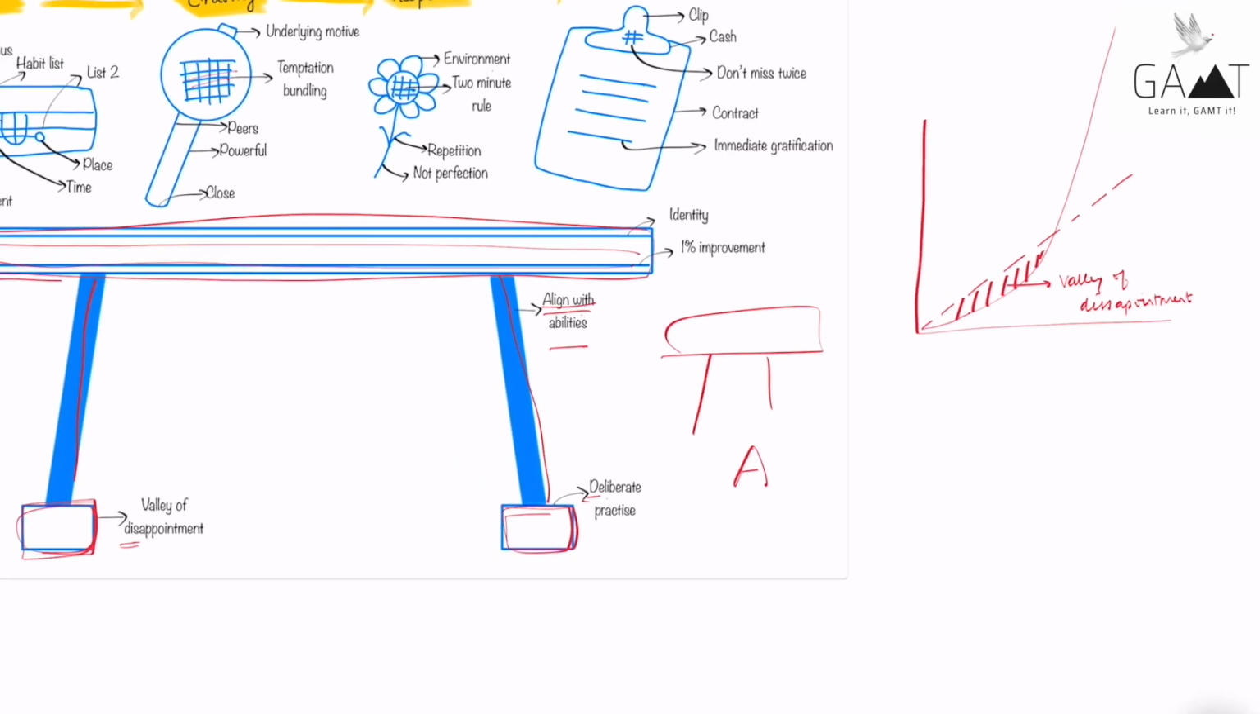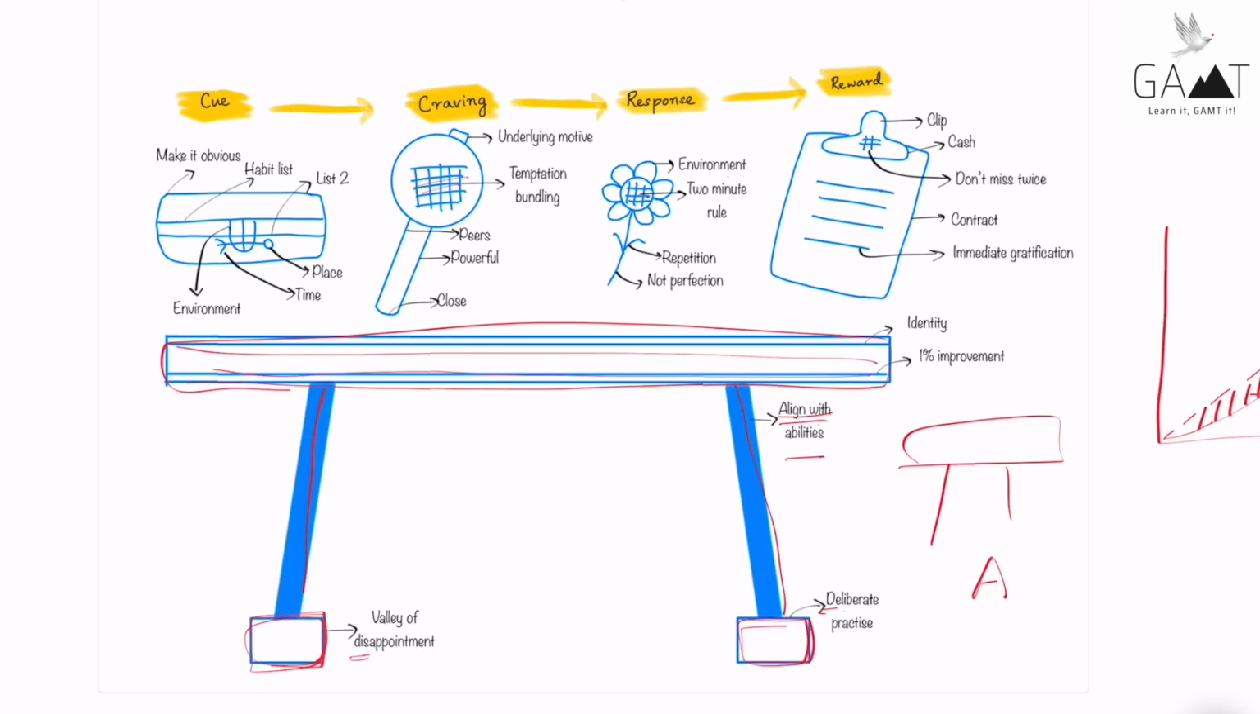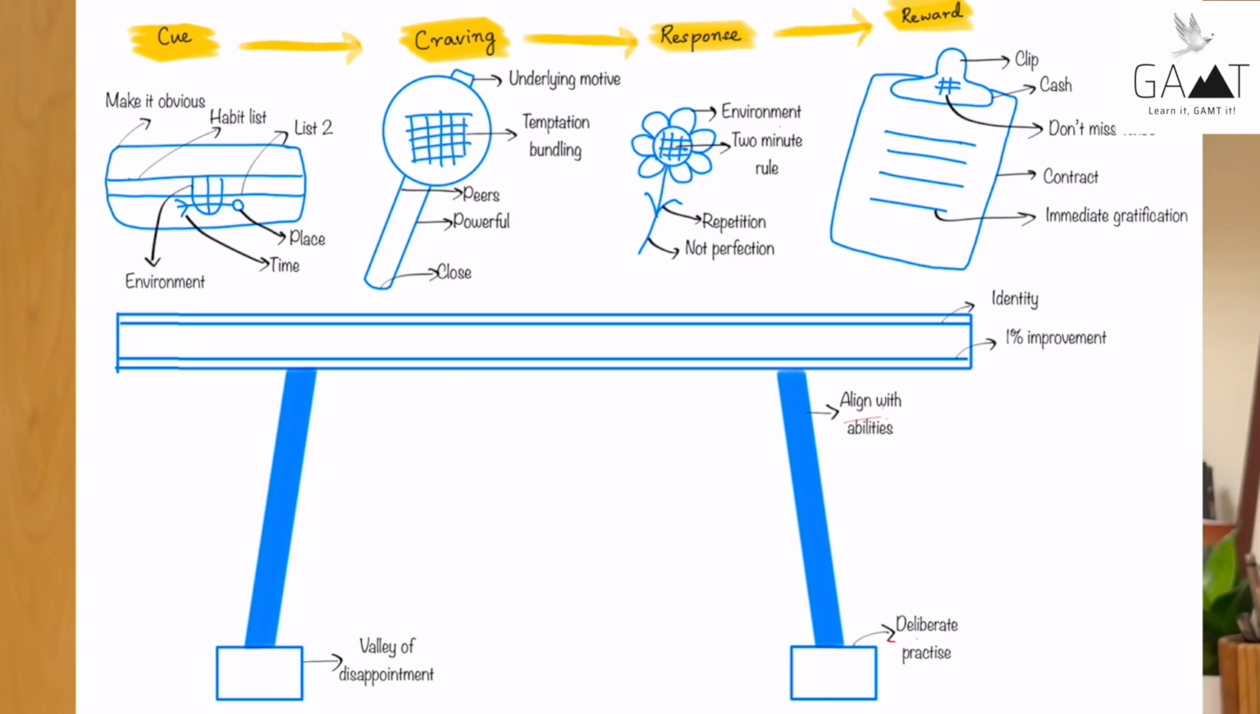These are 3 advanced concepts that actually are worth remembering, I think. So align with abilities, valley of disappointment, deliberate practice. What we've done is condense the entire Atomic Habits book into this GAMT of a suitcase, a magnifying glass, a sunflower, a clipboard, and a very strong table. This memory technique is new and unique, and it's going to really transform the way you learn.